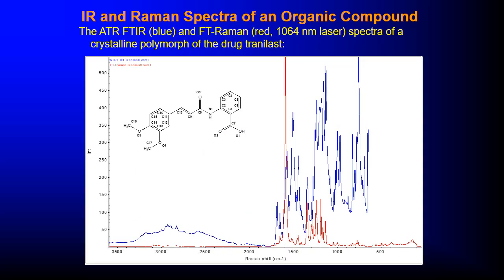Also look at now if they are overlapping. You can check something there. You can see that for Raman, the peaks are not that strong, as you can see. That is the spectra of the crystal and polymorph of the drug tranilast.